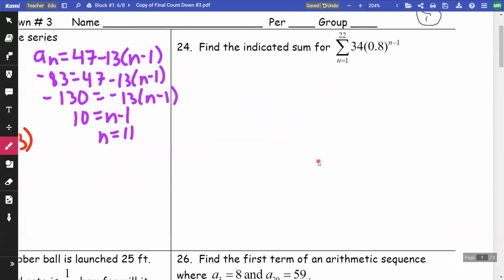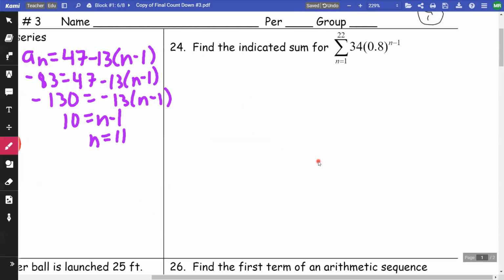Okay, so on number 24, we want to find the sum. It's in what we call summation notation. This is geometric. So my geometric finite sum is S sub n is equal to A1 times 1 minus r to the n, all over the quantity 1 minus r.